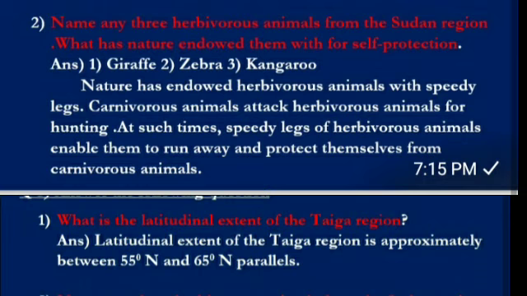What is the latitudinal extent of the taiga region? See student, here you just have to write down the latitudinal extent of the taiga region, nothing else. So the latitudinal extent of the taiga region is approximately 55 degrees north to 65 degrees north and south parallel. Understood student?